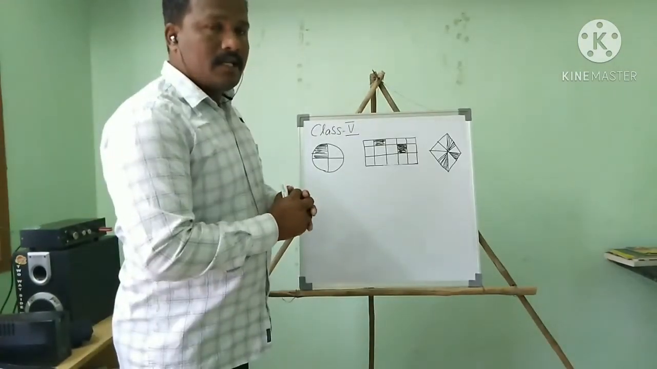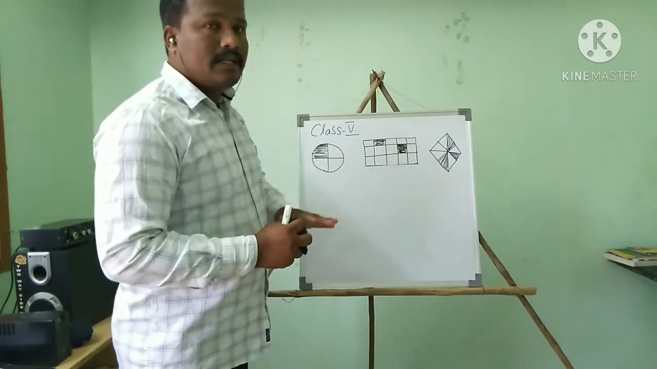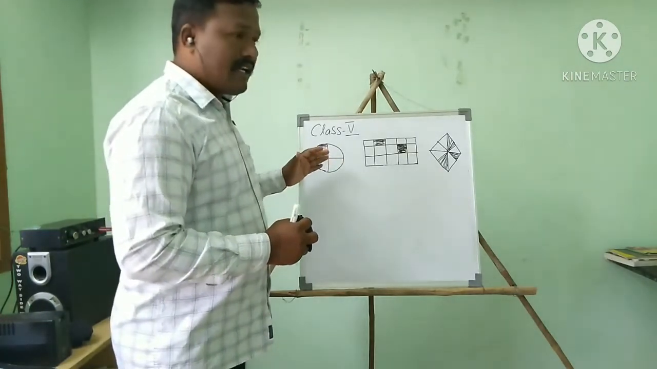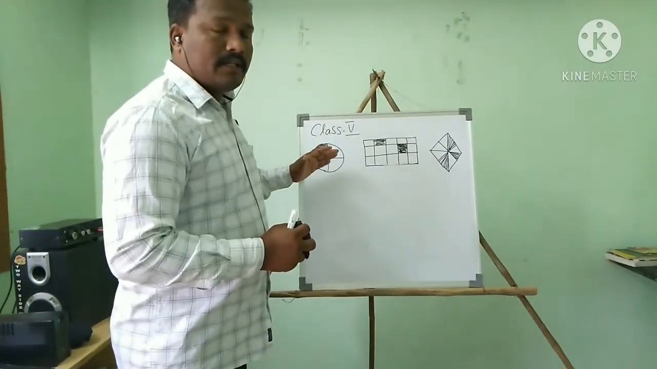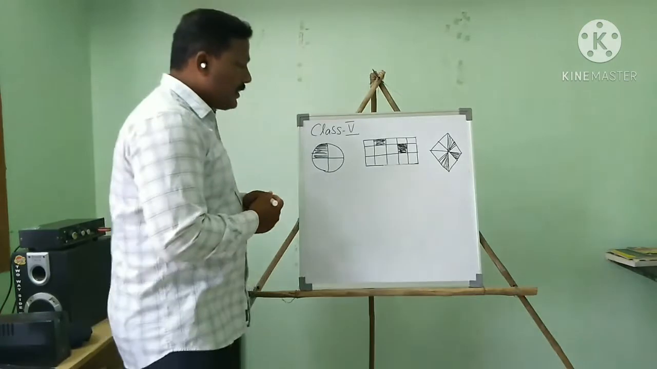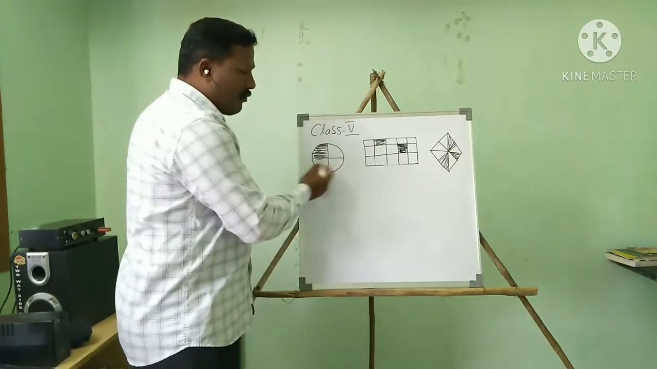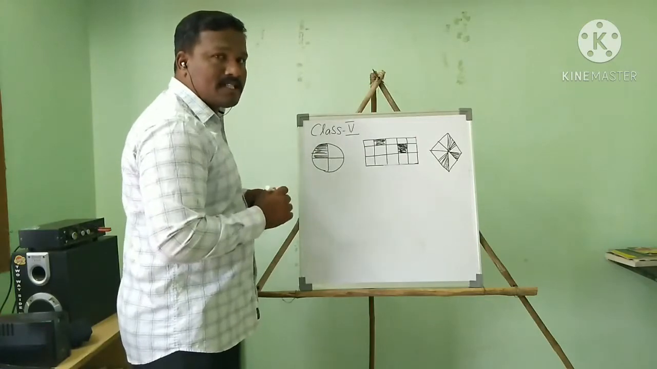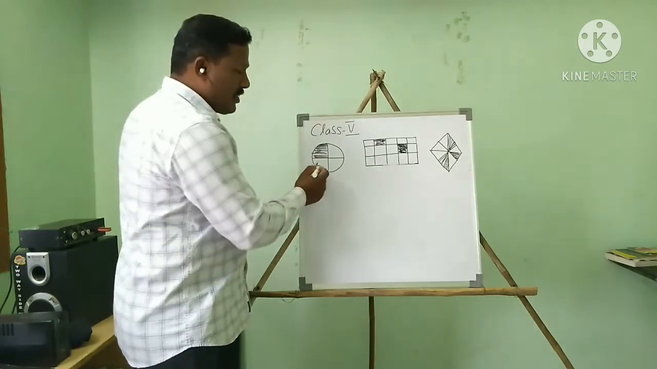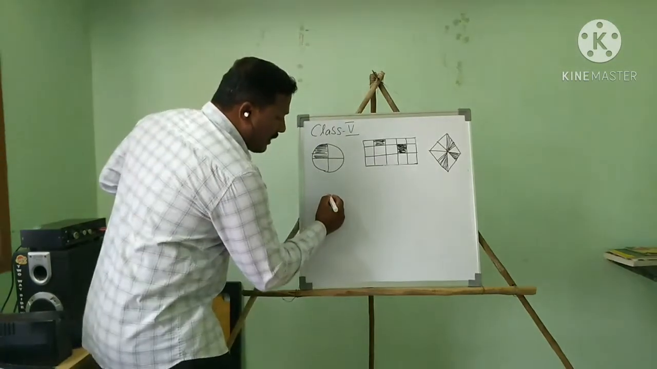Now let me show you some example diagrams on how to write them as a fraction. They have given some diagrams, and you have to write the answer as a fraction. See here, one circle has been separated into equal 4 parts. The total number of parts is 1, 2, 3, 4 parts. So we have to write like this.